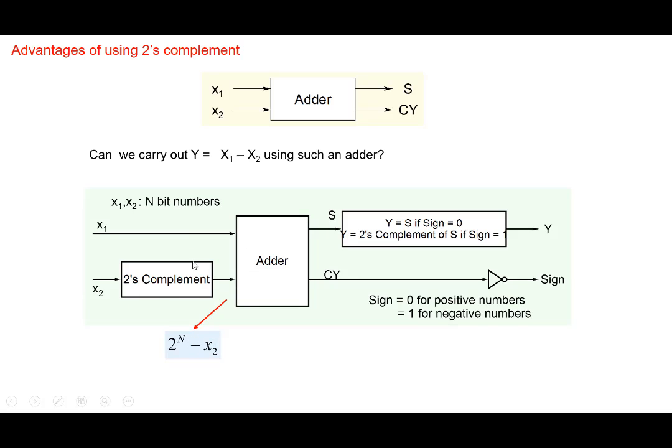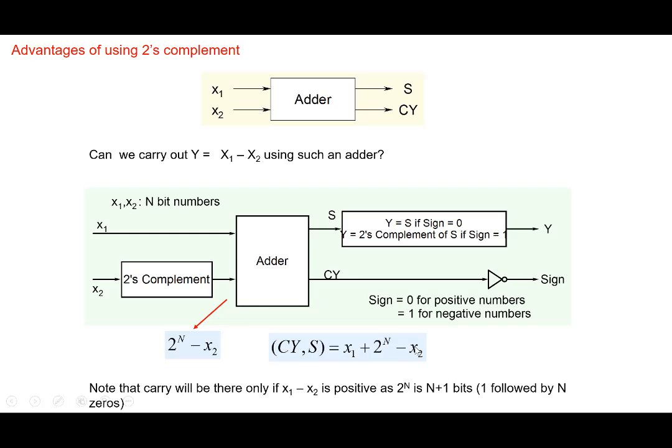So what we are saying is, you want to do x1 minus x2, but you add up x1 and 2's complement of x2 here, right? So you're going to add this up here. So obviously the sum and the carry that you will get here would be the binary representation of x1 plus 2 to the power n minus x2, right? So you're adding up these two numbers here, x1 plus 2 to the power n minus x2 here.